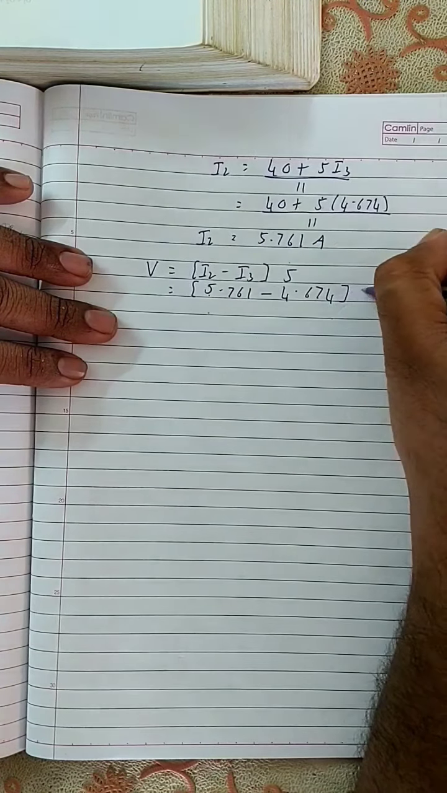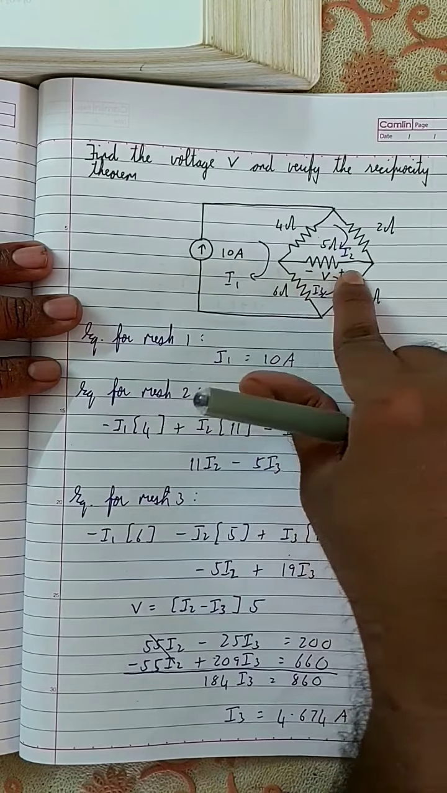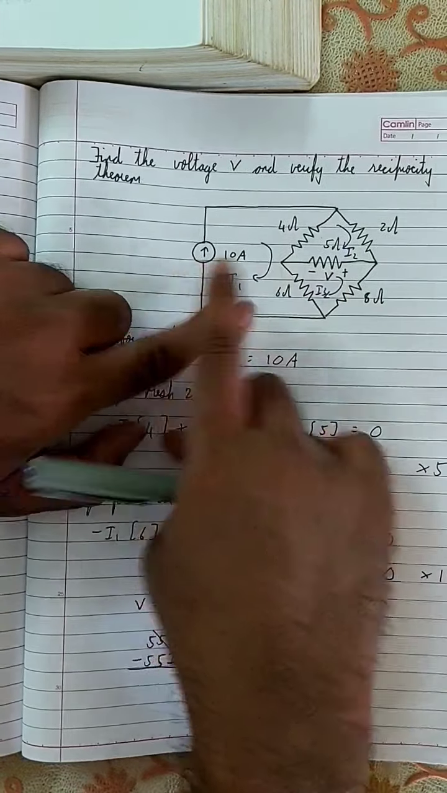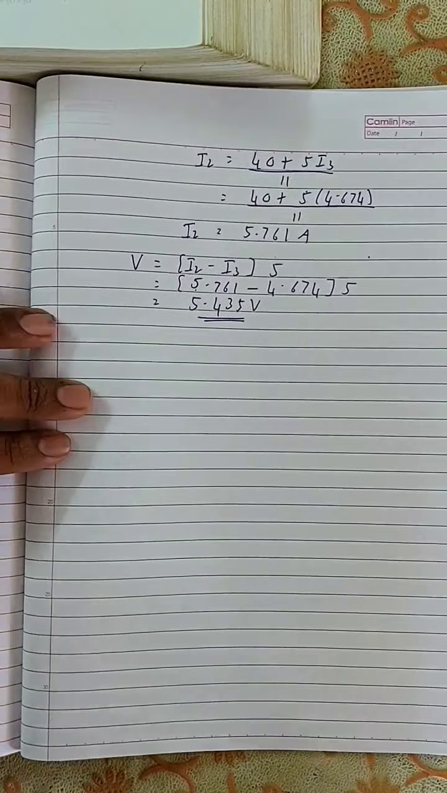Now what I am going to do is reciprocate this circuit. That means I am going to exchange the excitation and the response: the voltage across the 5 ohm is my response, and I exchange it. Then the voltage across this branch is V, and the current parallel to 5 ohm is 10 amperes. Just simply exchange the position of the excitation and response exactly the way it is. That's all. So the next circuit is like this.